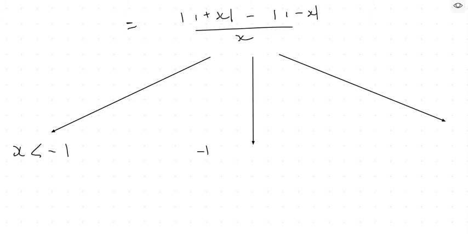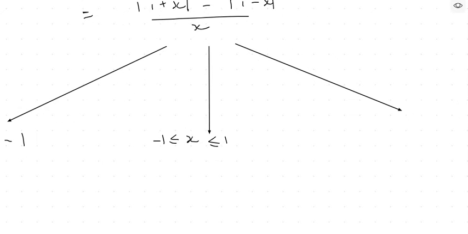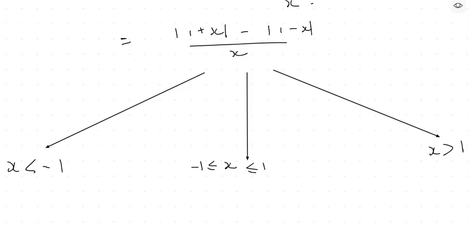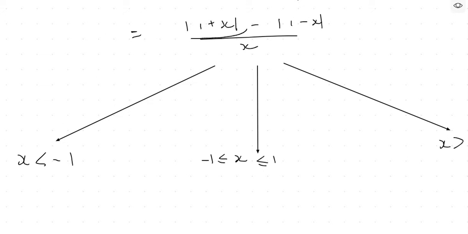The second one is going to be x is between -1 and 1. The third region is going to be x is greater than 1. Okay? Because these modulus functions behave differently in each of these 3 regions. Now, is there another definition of a modulus function that we can use?